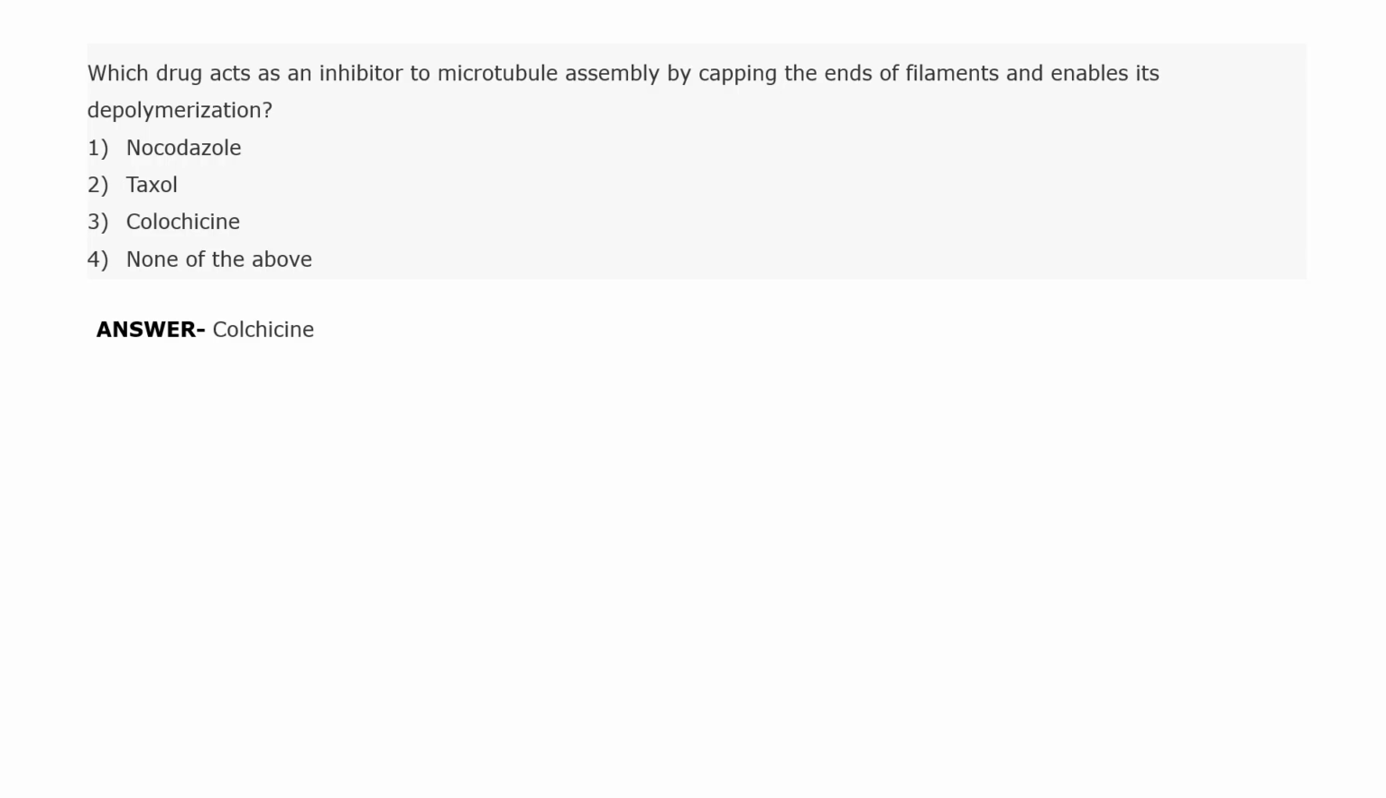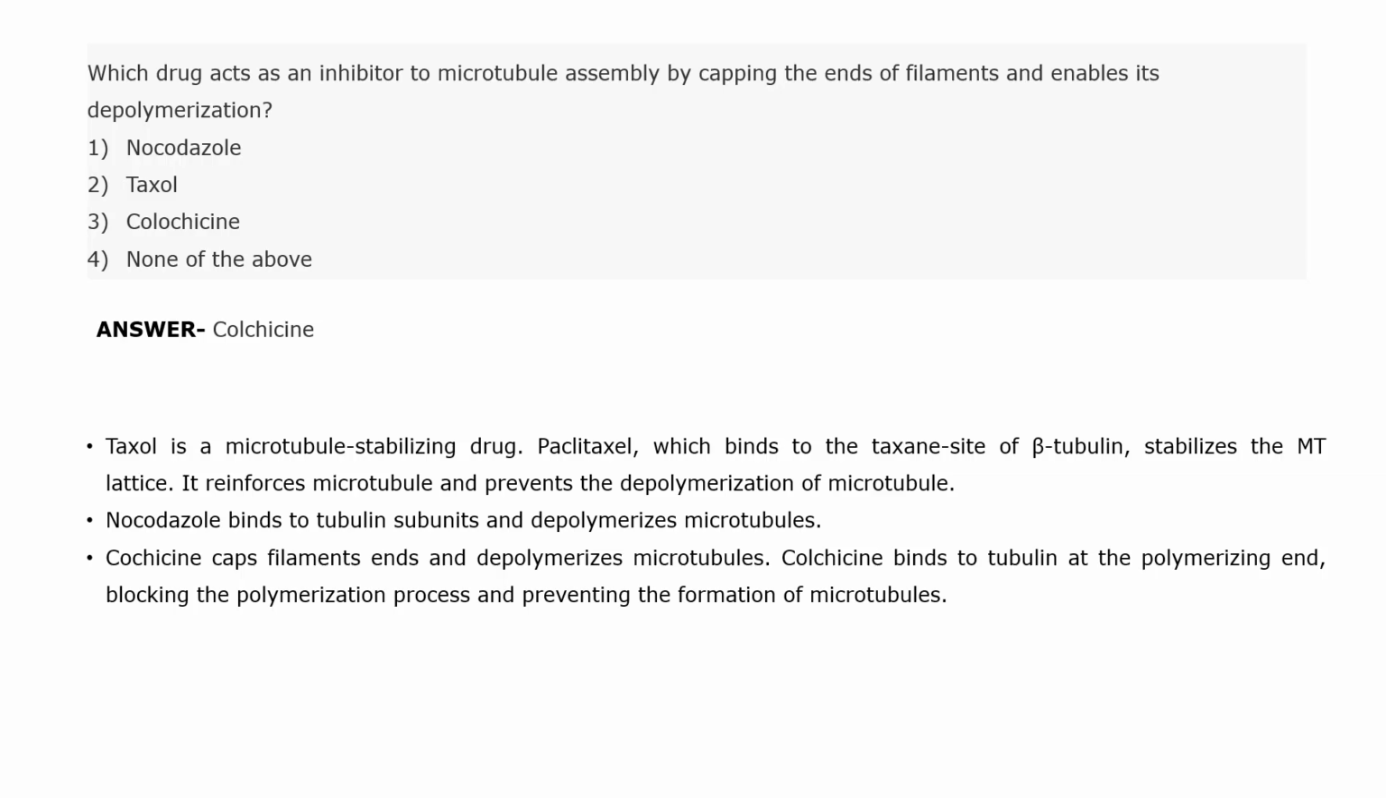Okay, so the answer to this question is colchicine. Colchicine caps the filament ends and depolymerizes microtubule, because it binds to tubulin at the polymerizing end, that is the plus end of the microtubule, blocking the polymerization process and preventing the formation of microtubule. Because at the plus end of the microtubule, polymerization starts. Right? If colchicine is bound to that region, then the assembly is not getting activated there. So it inhibits the microtubule assembly.